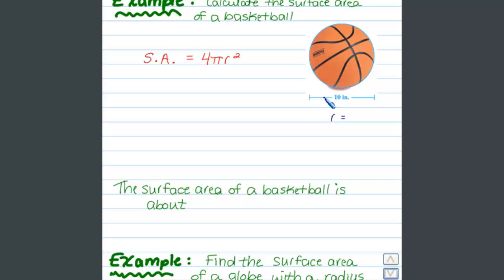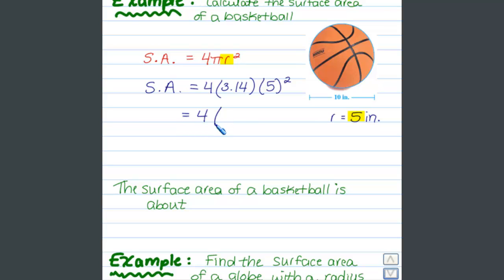We're given here a measure of 10 inches, and this would be our diameter. Our radius will be half of this, so our radius is going to be 5 inches. So let's go ahead and substitute the value of 5 in for r to help us find the surface area. The surface area then is going to be equal to 4 times pi, and I'll go ahead and substitute 3.14 in for the value of pi, times the radius, which we know is 5, squared.